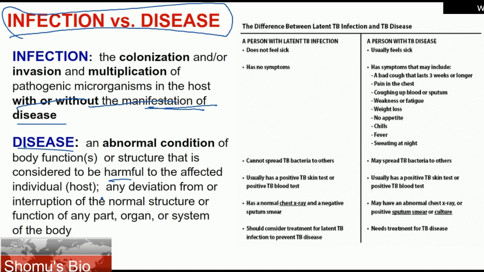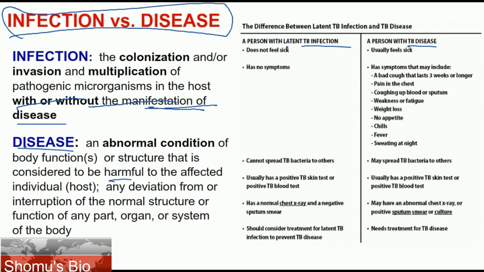Now we can easily differentiate between the two with one example, that is TB. There are TB infection and TB disease. TB infection means a person with a latent TB infection, where the bacterium Mycobacterium tuberculosis is present in our tissue. It's there, but it's not showing any manifestation. How?